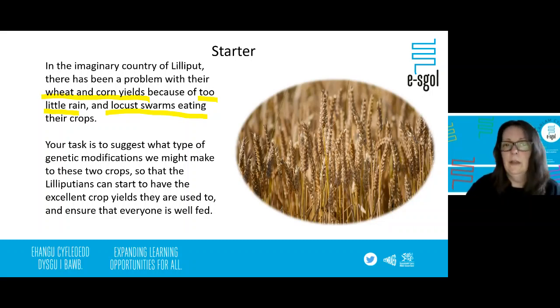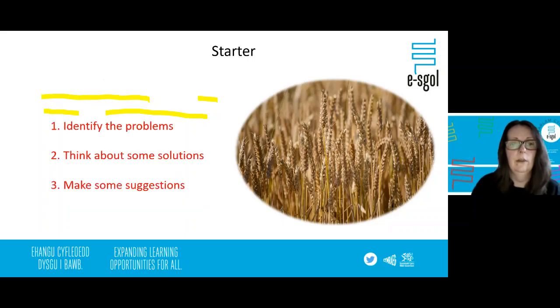Similarly, with the locust swarms eating the crops, and we're going to look at an example of that shortly, we could find a gene in another plant that the locusts don't like eating. So there must be a taste or a texture that stops them from eating that particular plant, and we could insert that into the wheat and corn. So genetic modification is about thinking about possible scenarios and possible situations that we know and what we could use to change potential organisms.